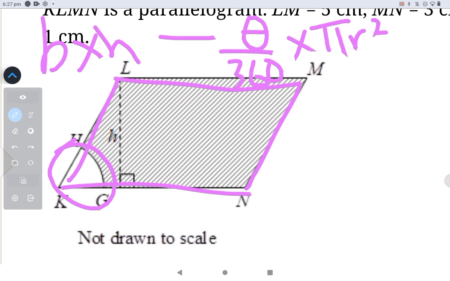Now if you guys want to quickly remember the rule for a sector, it's basically the rule for the area of a circle or the circumference, just multiplied by theta over 360. So for here it's pi r square, which is the area of a circle, multiplied by theta over 360, you'll get the area of a sector. Okay, base times height. We know the base to be 5. Okay, we need to find the height.